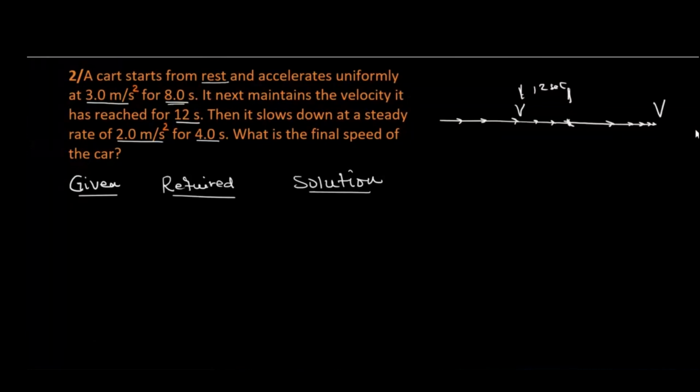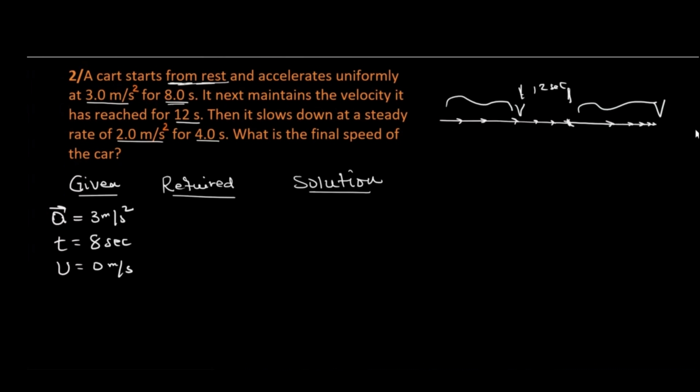Let me write the given first. Remember, I have two trips now. This is the first trip and this one is the second trip. For the first trip, acceleration is 3 meters per second squared for t equals 8 seconds. It started from rest, so u is equal to 0 meters per second. This is the first portion of the motion of the car.